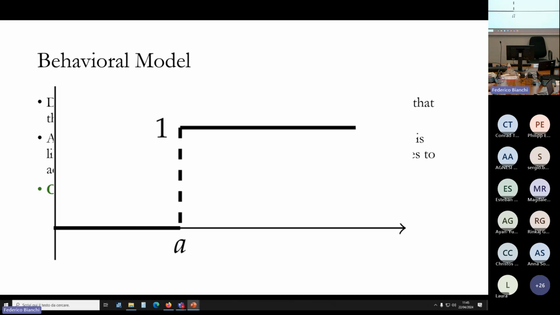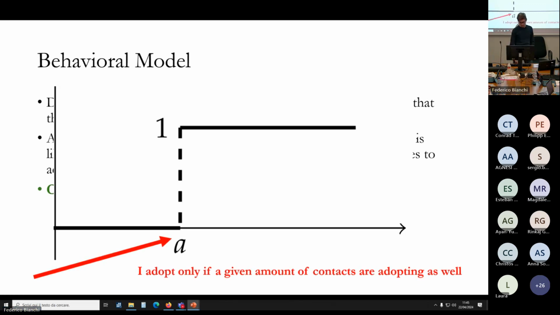Which, just to give you a visual interpretation, here you see on the vertical axis the adoption, which is a binary state. I'm not adopting, then I switch and I start to use the cream. And as long as I have a given number of my contacts that are below this threshold, in this case A, I do not adopt it. Whenever I hit this threshold, I start adopting, right?